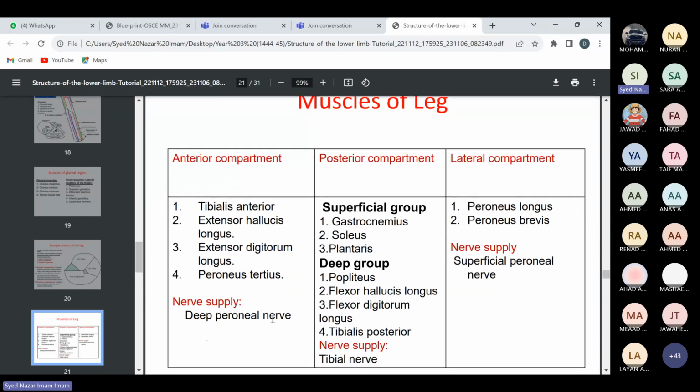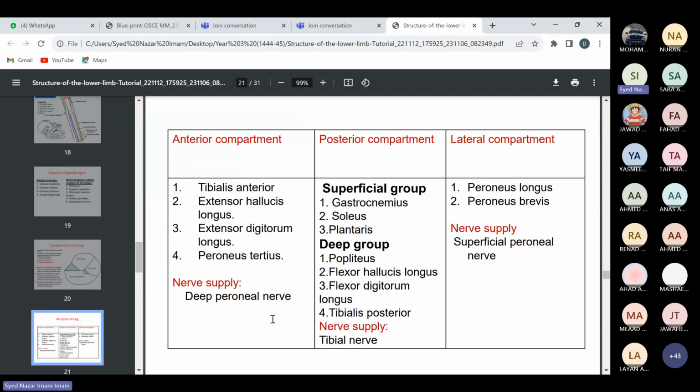Now see these are the muscles of the leg. Anterior compartment are extensor muscles. The most medial is tibialis anterior. Then we have extensor hallucis longus, extensor digitorum longus, peroneus tertius. Nerve supply is by deep peroneal nerve. In the lateral compartment we have peroneus longus and brevis. Nerve supply is superficial peroneal nerve.